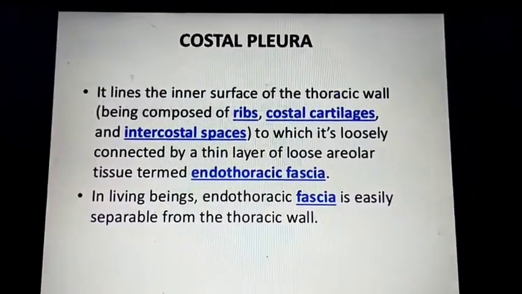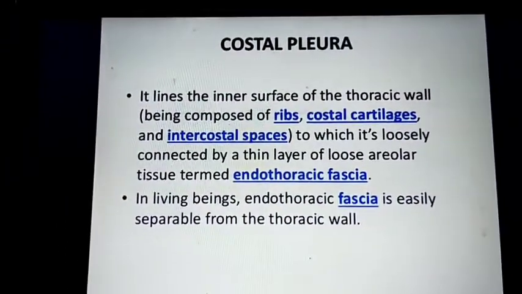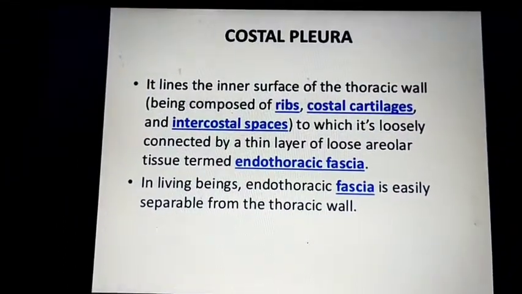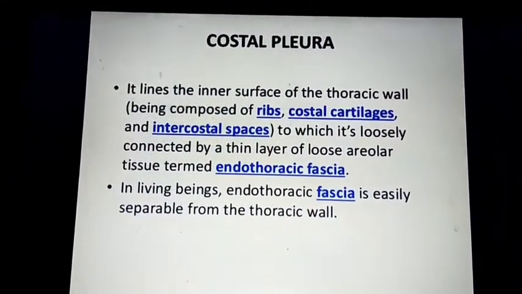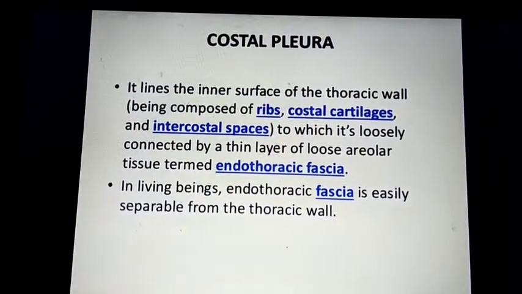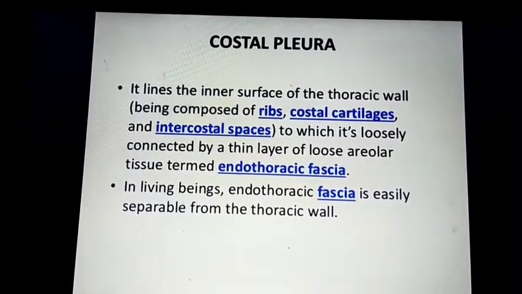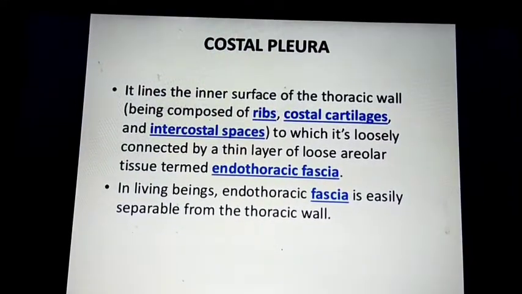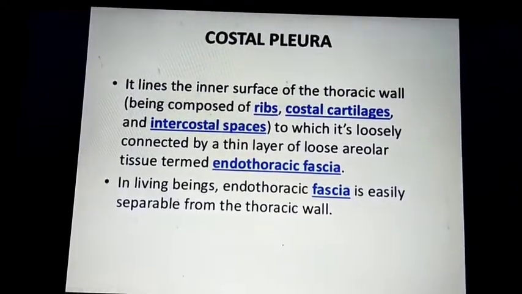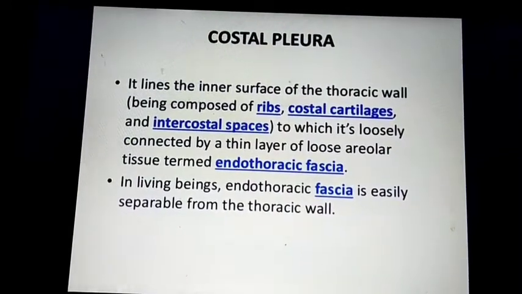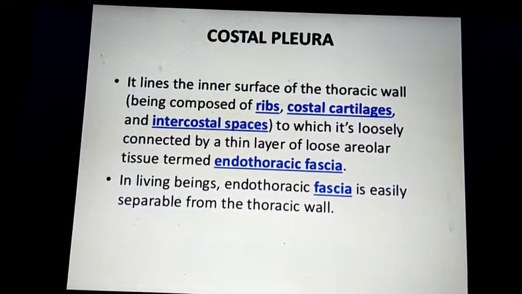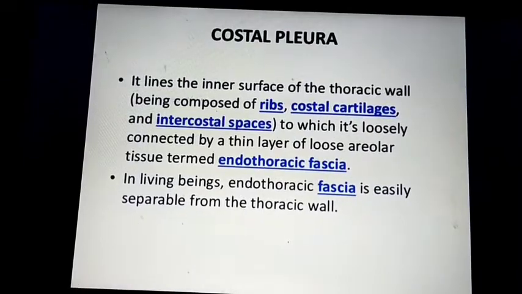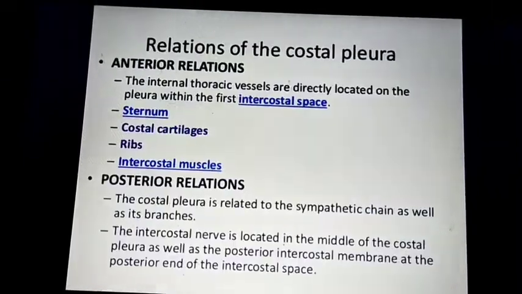Okay, costal pleura, I already explained. It lies on the inner surface of the thoracic wall, which is composed of ribs, costal cartilages, and intercostal spaces, to which it is loosely connected by a thin layer of loose areolar tissue termed the endothoracic fascia. The endothoracic fascia is easily separable from the thoracic wall.